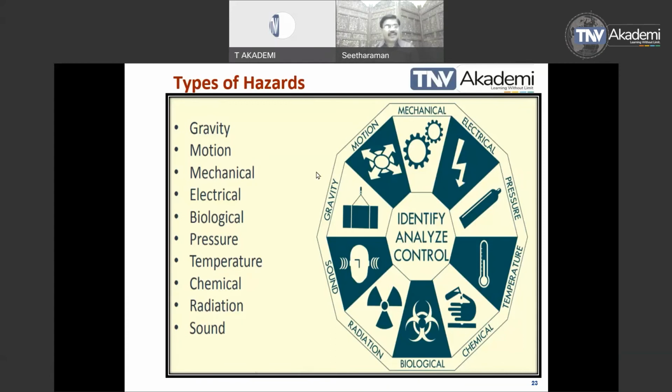Chemical hazards: people are handling a lot of chemicals, and there are various material safety data sheets available. They will tell what type of hazards that chemical can manifest in the body, so we need to be aware of it. Then radiation hazards, alpha, beta, gamma radiation. If there is a radioactive source used in inspection or any X-ray machinery, that will be a radiation hazard. And then sound: acceptable sound is music, unacceptable sound is noise. It will not be a pleasure for the ears, and it will cause hearing impairment over a period of time. So these are the hazards we have identified.